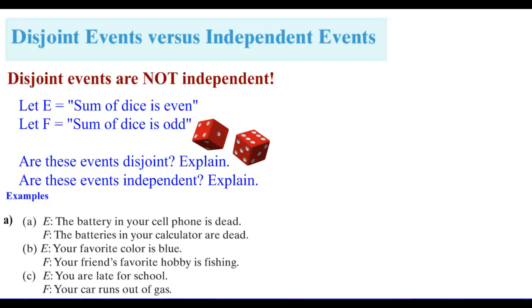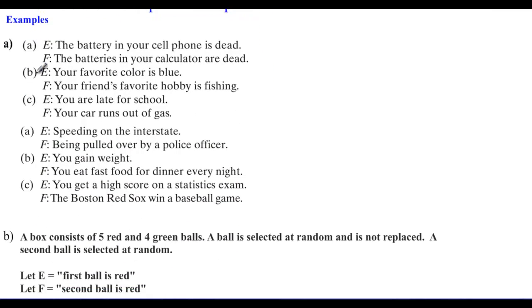So let's look at a couple of examples and determine if these are dependent or independent. The battery in your cell phone is dead. The batteries in your calculator are dead. Well, one does not impact the other. The fact that the batteries are dead in the cell phone doesn't impact the batteries in the calculator and vice versa. So this is going to be independent. Your favorite color is blue. Your friend's favorite hobby is fishing. Again, one has nothing to do with the other, so these are going to be independent.